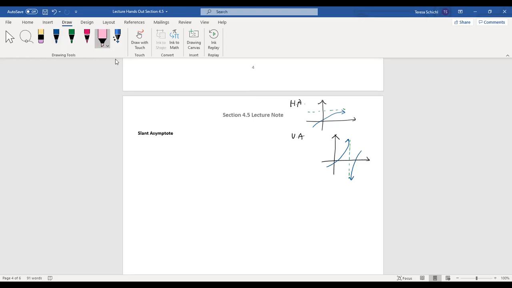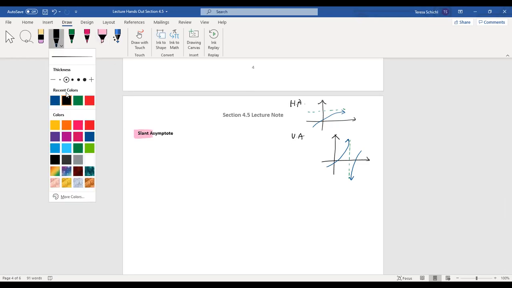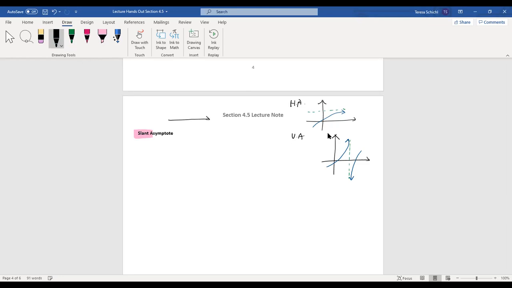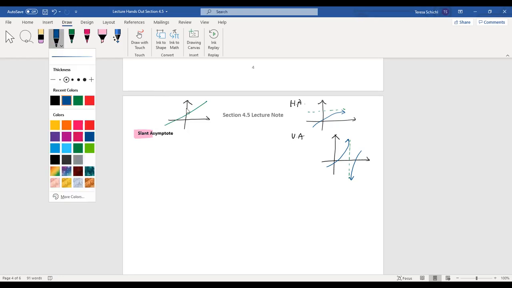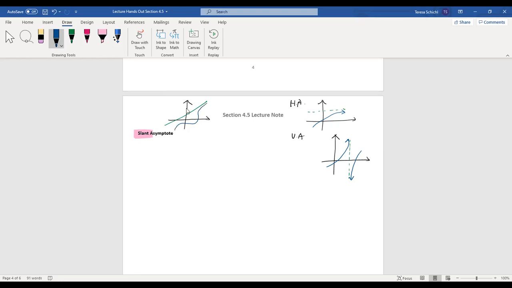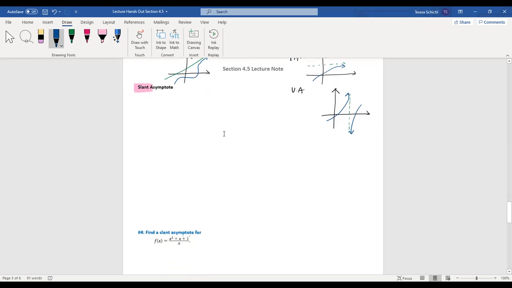So what is the slant asymptote? Instead of approaching a horizontal or vertical line, the slant asymptote is something like this. You will have a line here, and then your graph is going to approach this line. Maybe your graph goes like this and then gets closer and closer to this line. That's what we call the slant asymptote. Now let's see how we define it.